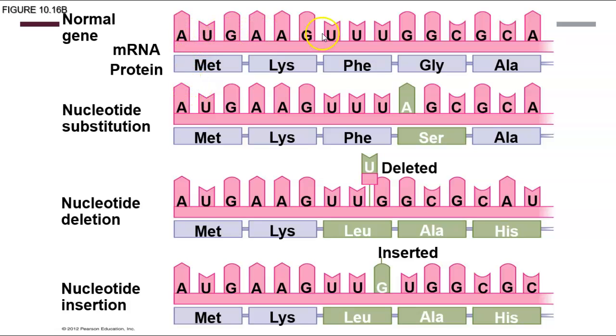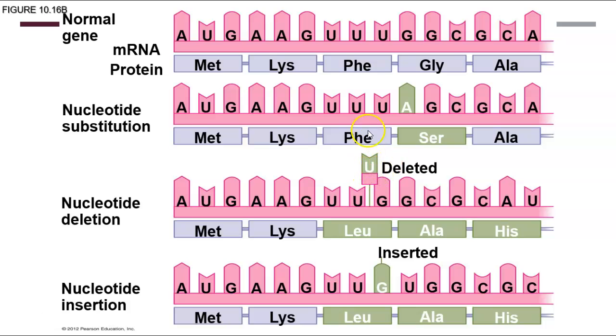Okay, so in a normal gene, here's our normal gene that codes this particular sequence of amino acids. If we substitute in this particular spot here an A for a G, that changes that amino acid to serine. Okay, that might be harmful, it might be beneficial. We don't know until we see what the protein is.